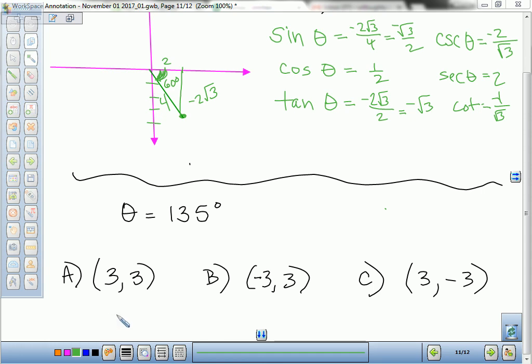So, which of these points, A, B, or C, could lie on the terminal side if our angle of rotation is 135? B. Okay. What is the reference angle? 45. Okay. So, what would sine of theta be? It would be 1 over square root of 2. And you want 3 over 3 roots of 2. Yes, 3 over 3 roots of 2, so it simplifies to 1 over the square root of 2. Very good.